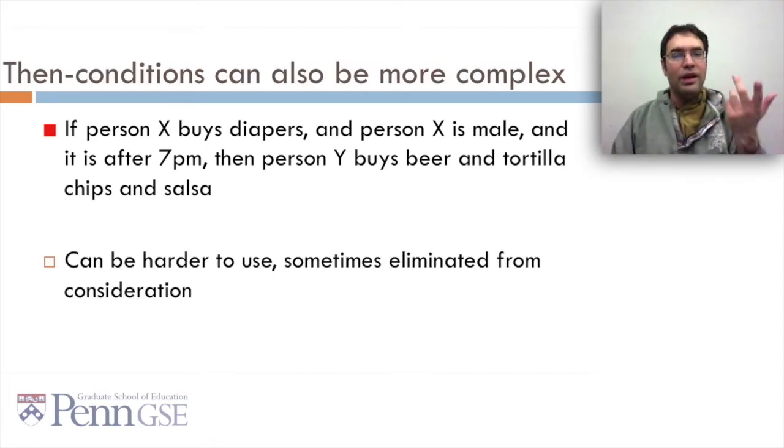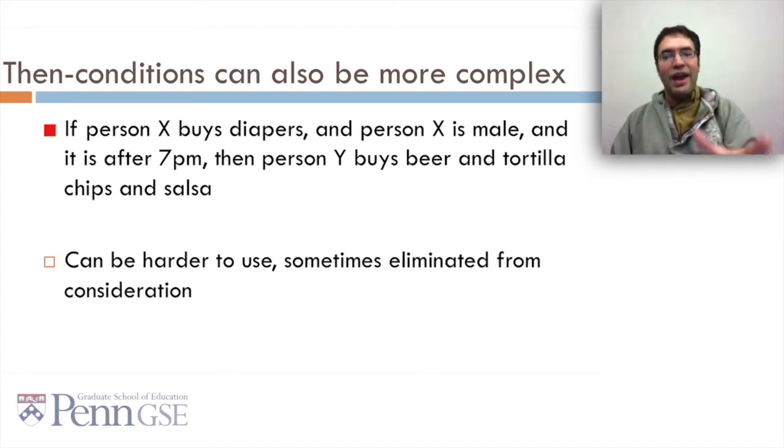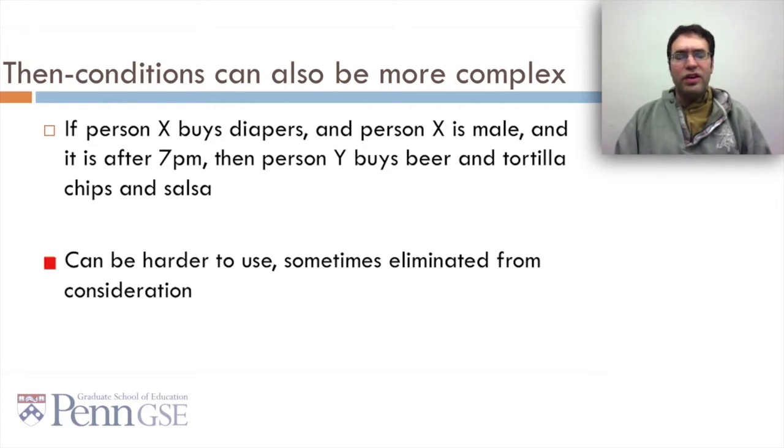Or it might be that the then conditions can be more complex. If person X buys diapers, and person X is male, and it's after 7 p.m., then person Y buys beer and tortilla chips and salsa. Complex then conditions can be harder to use in practice, so they're often eliminated from consideration.